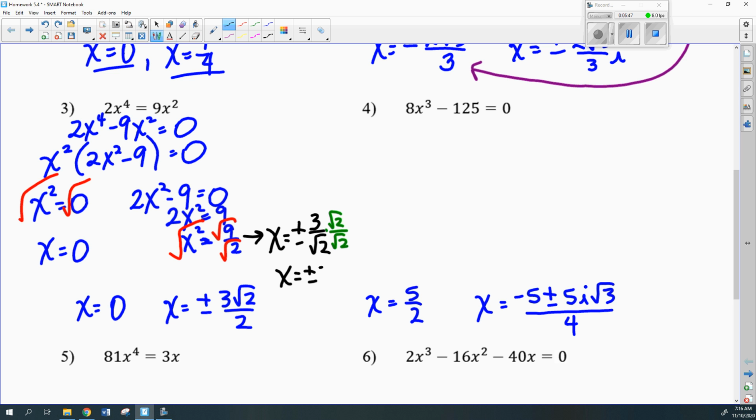you cannot put the 3 and the square root of 2 together in terms of getting a 6, so you leave them side by side, and then the square roots on the bottom disappear, and that's how I got that answer. So I have a total of 3 answers. Remember, we talked about because it had an x to the 4th, you could potentially have gotten up to 4. Okay?